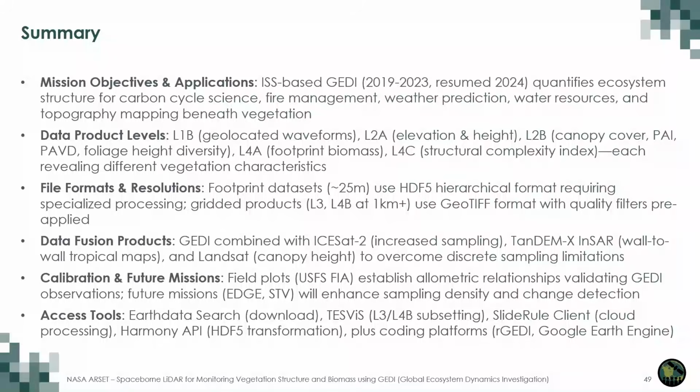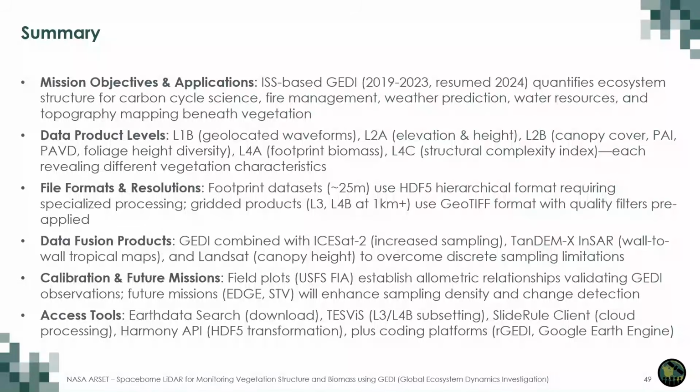Data fusion products overcome GEDI's discrete sampling limitations in certain ways. The mission team developed fusion products combining GEDI with ICESat-2 for increased sampling density, TanDEM-X in SAR for wall-to-wall tropical maps, and Landsat for continuous canopy height products, leveraging GEDI's vertical precision alongside broader coverage sensors.